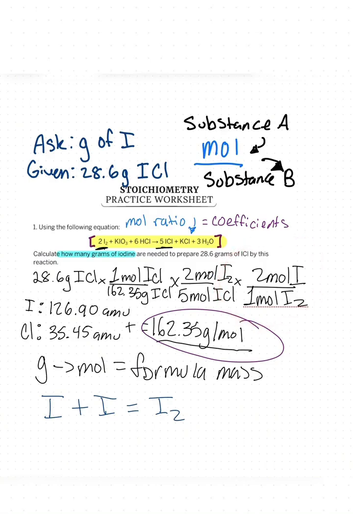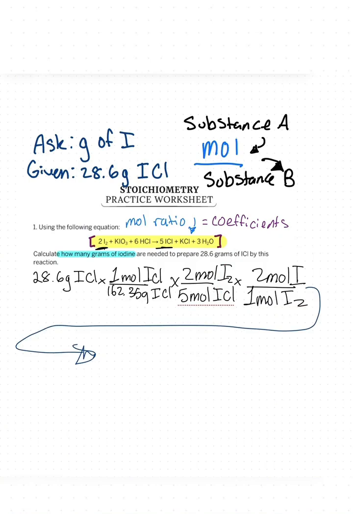Now, I'm going to clean this up a little bit. So let's cross out what we have on the top. So we crossed out grams of ICl. We crossed out moles of ICl. Crossed out moles of I2. All right. Now, we're left with moles of I, but we want grams of I. So that tells us that we have to write moles of iodine in the denominator because we want to cancel that out. And our desired is grams of I at the top.